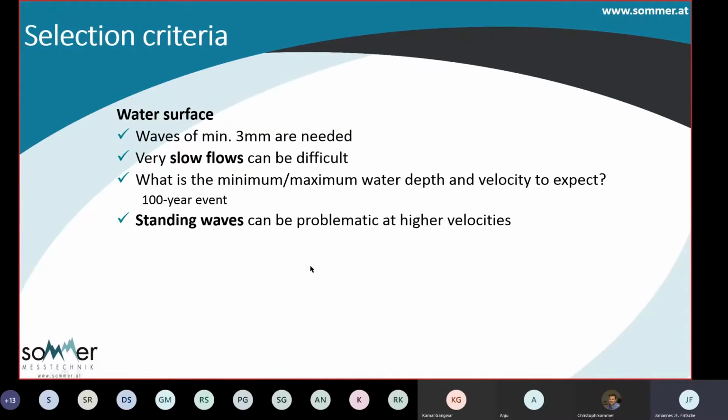Then I think for alpine rivers, or very small rivers in tubes or canals, you have to consider that you can have standing waves, and that can be problematic at high velocities and gives you less sensitivity of your velocity measurement. And in some cases, when the standing waves are extremely stable, then you can actually have erroneous measurements and you don't detect the correct velocity.